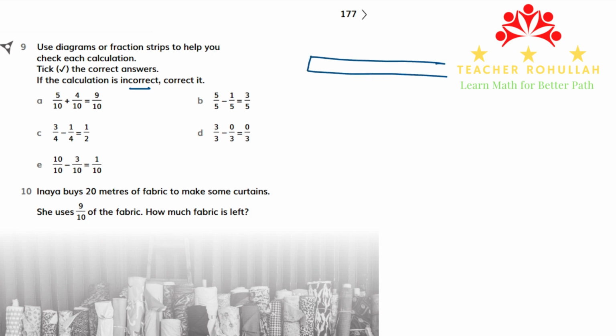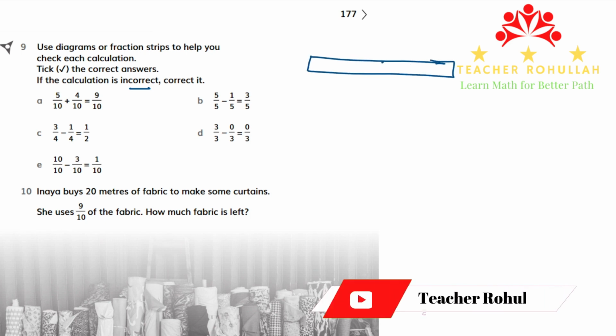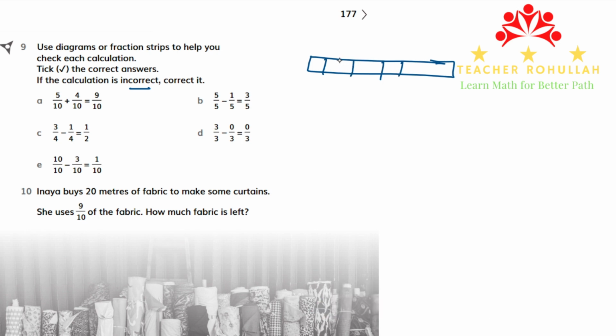In this diagram, we have cut a whole into 10 equal parts. So now we have 10 equal parts. And we are adding 5/10 plus 4/10. So 1/10, 2/10, 3/10, 4/10, 5/10. Let me take a different color.